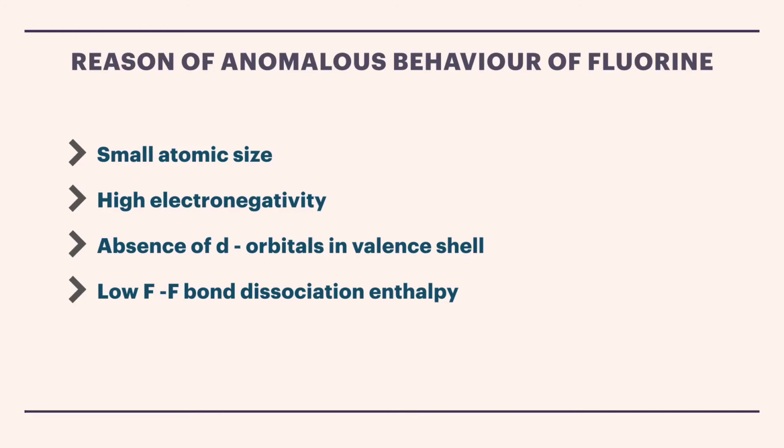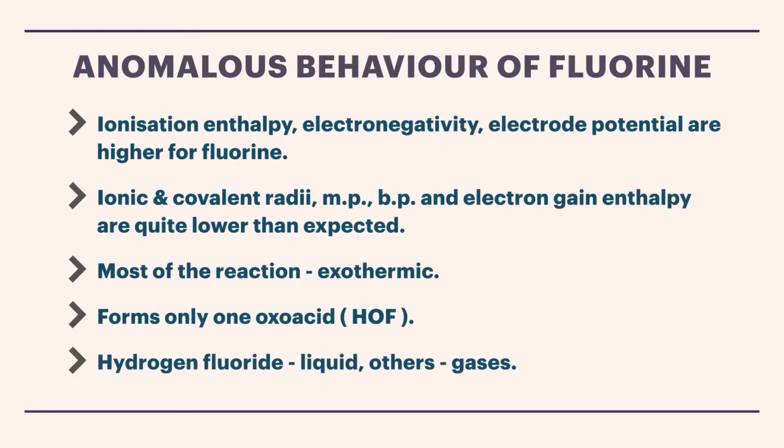Now we'll see the anomalous properties of fluorine. Ionization enthalpy, electronegativity and electrode potential are higher for fluorine. Second, the ionic and covalent radii, melting point, boiling point and electron gain enthalpy are quite lower than expected. Third, most of the reactions shown by fluorine are exothermic. This is due to the short and strong bonds it forms with other elements.